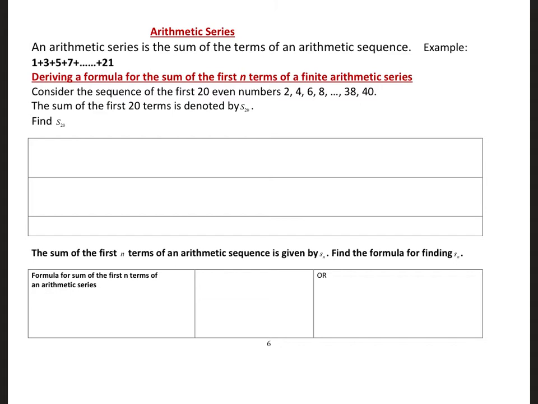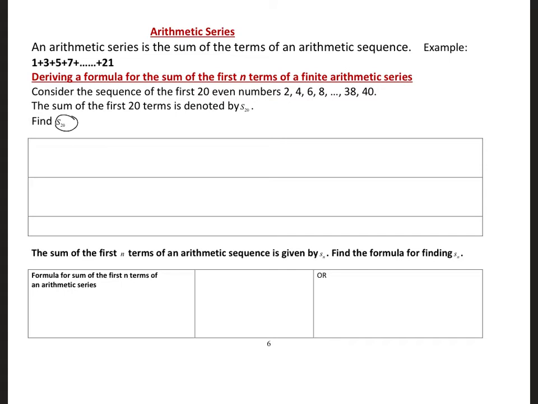In this video, we are looking at arithmetic series, and an arithmetic series is the sum of the terms from an arithmetic sequence. For example, this one. We are going to see how we can derive a formula for a finite arithmetic series. So we consider this sequence given here, and I'm going to find the sum of the first 20 terms, because this is what I'm given here.